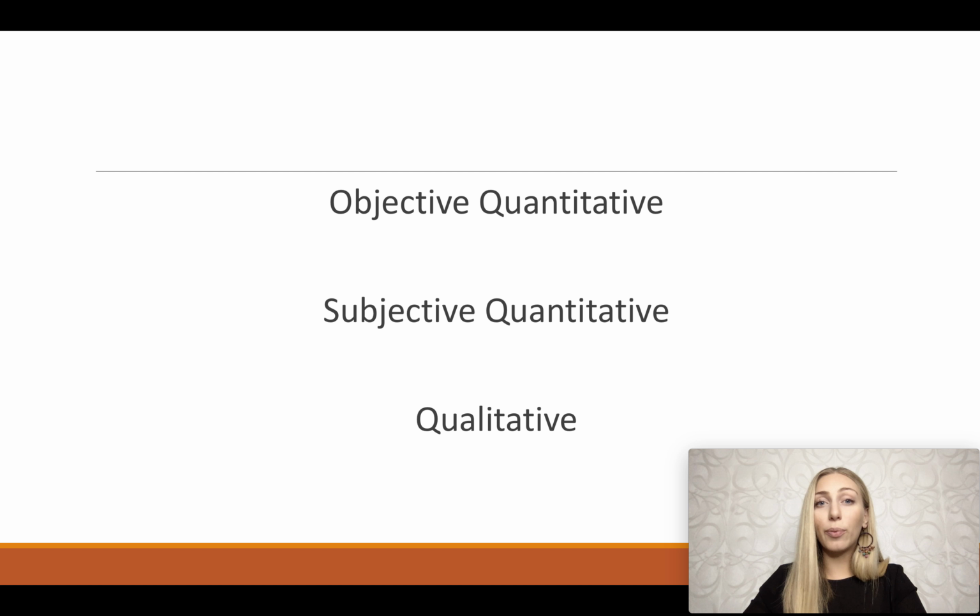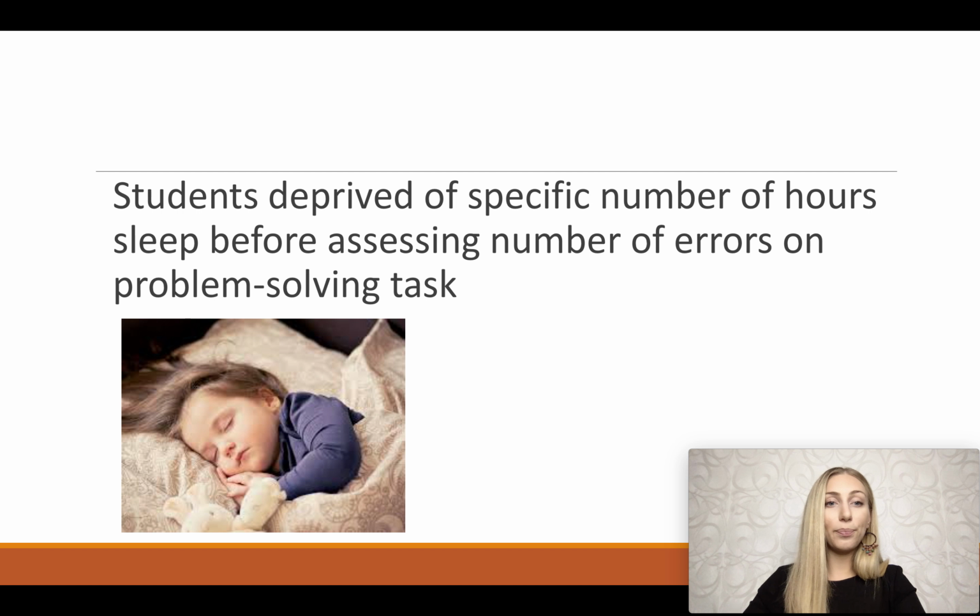Okay, so that was a brief overview of the three types of data that you can collect within an investigation. So the three were objective quantitative, subjective quantitative, and qualitative. So I have an example here, and I'd like you to think about what type of data that you would collect, but also the investigation design that you would use. So students deprived of specific numbers of hours of sleep before assessing the number of errors on a problem-solving task. So I'd like you again to think about the type of data collection that you would use, and also the investigation design that we would use.